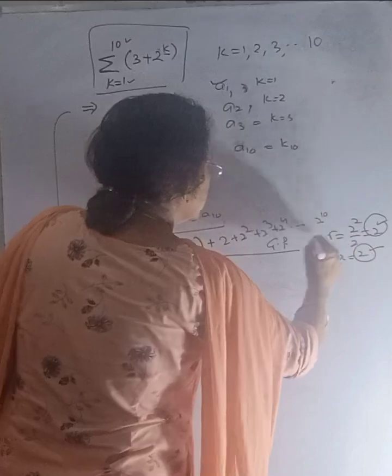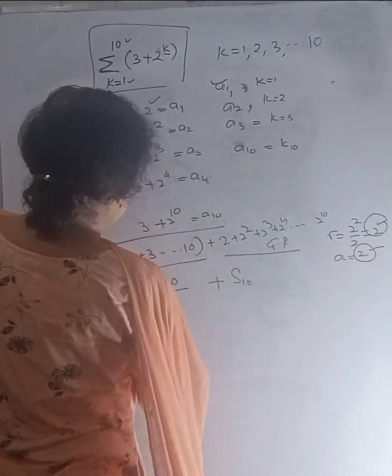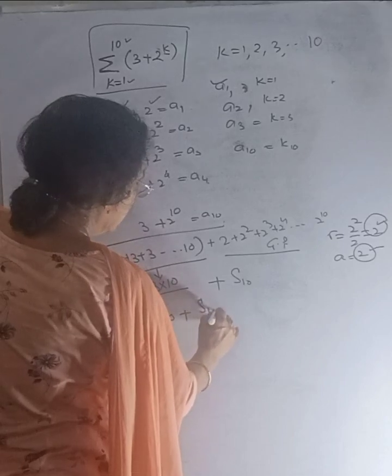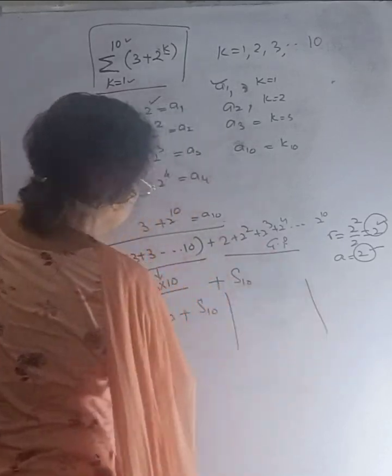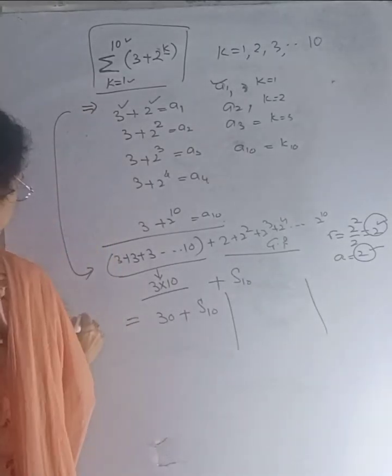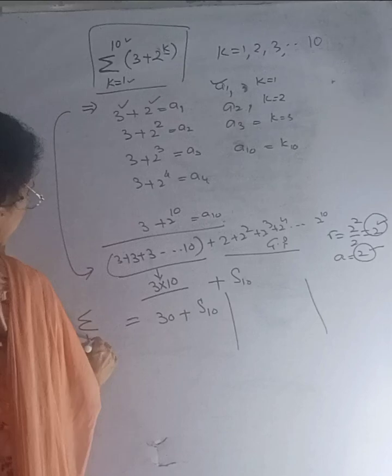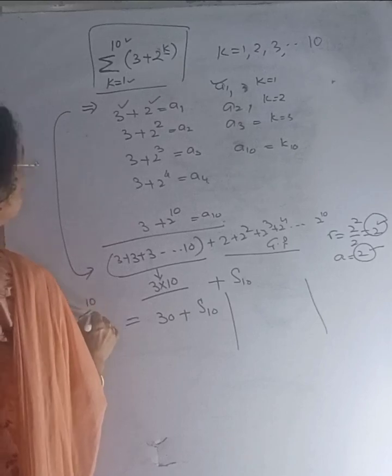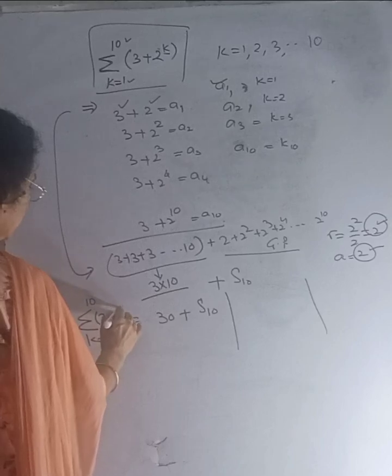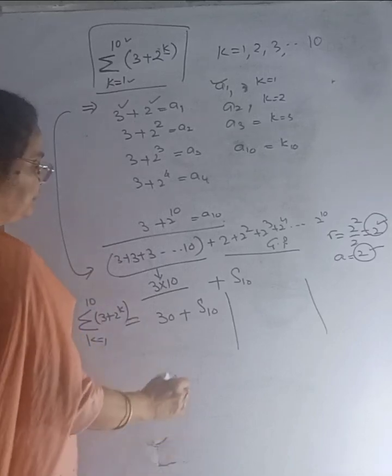Okay, correct. So Sn can be obtained. This will be equal to 30 plus S10. Now S10 is to be calculated and 30 is to be added. In that there will be the value of this summation, k is equal to 1 up to 10, bracket 3 plus 2 to the power k. Okay.